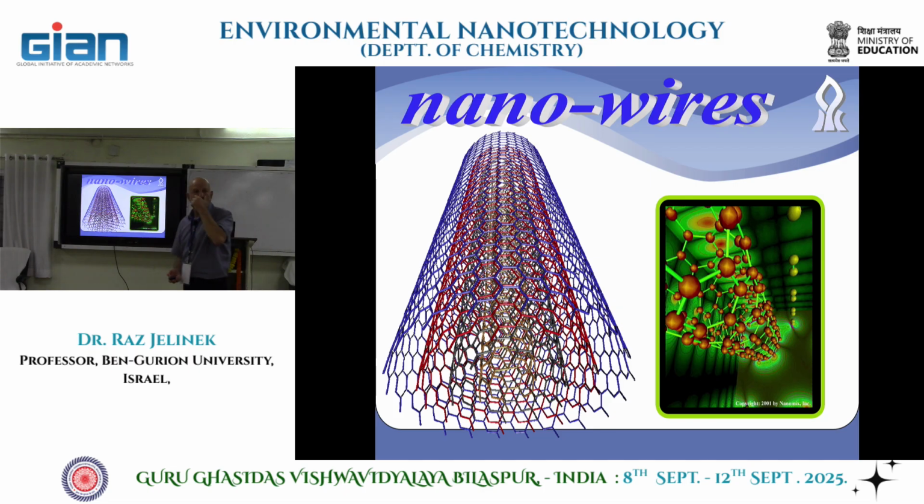Nanowires. Actually, nanowires are some of the best inventions of nanotechnology. These pictures are actually real nanowires that were made in the lab. Now, these days, many people make nanowires for various applications. We're going to see them very soon.